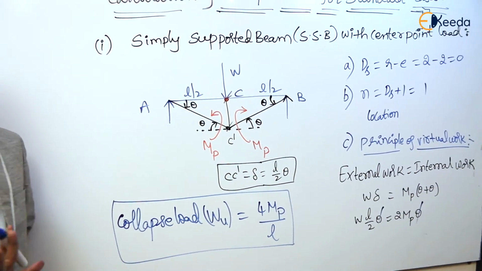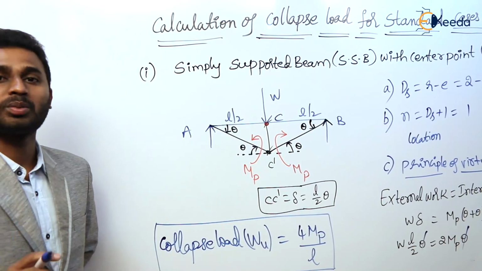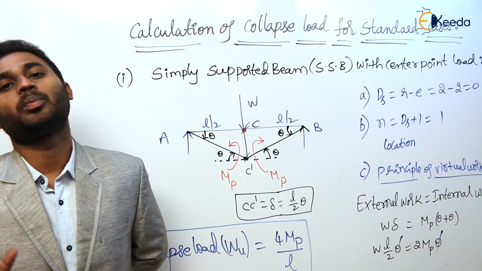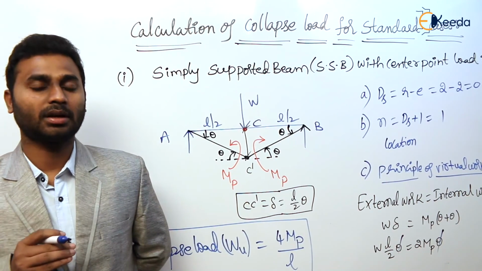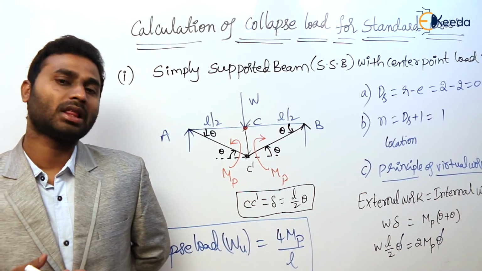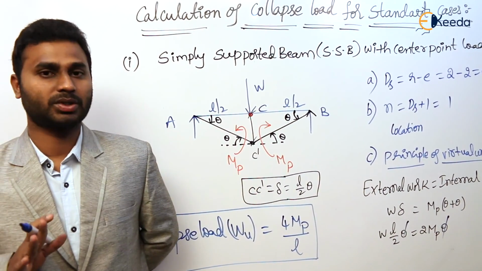So this is the procedure. Okay, this is the procedure of calculation of collapse load for a beam. So here it is a center-loaded simply supported beam. We are going to discuss further, for all the types of beams, okay, for all the types of supports.